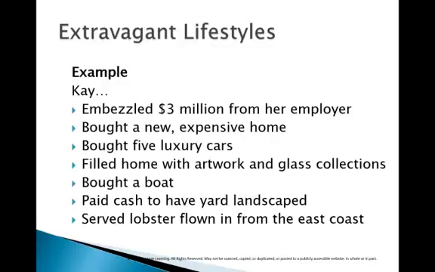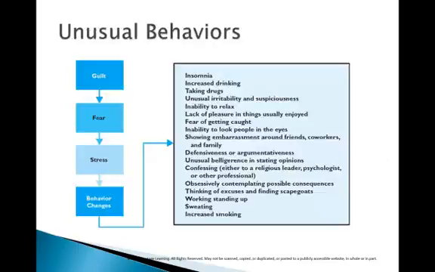Then unusual behaviors. These are all things that you could think: insomnia, increased drinking, taking drugs. So when you see employees who are normally irritable all of a sudden friendly, or normally friendly become excessively irritable, they can't relax, they don't look people in the eye, they become defensive. It's not necessarily one of these things. It's usually the change in behavior. Like they normally sleep fine, and now they're insomniacs. They don't usually drink, and now they're drinking. But it could be the opposite, right?